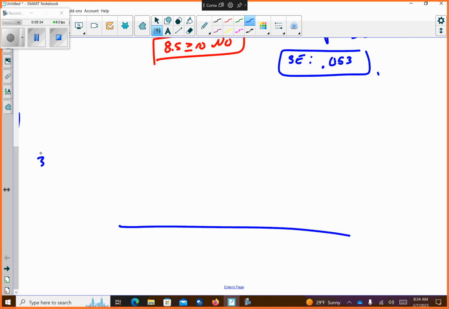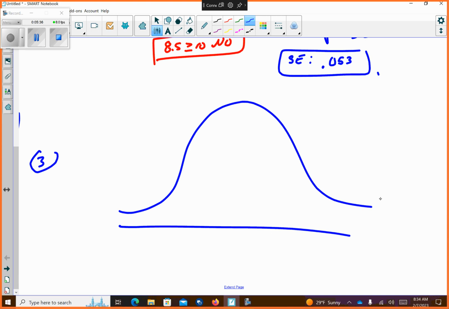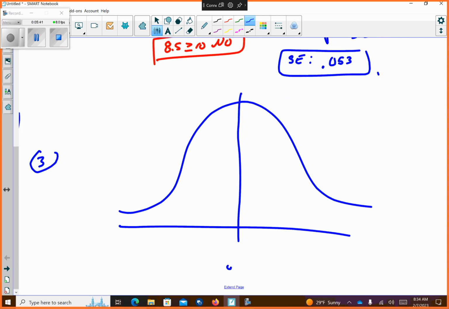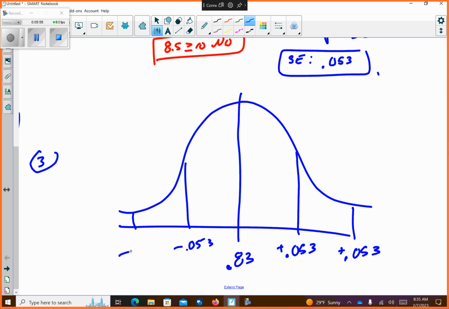For number 3, I can say 0.83 is here, and then this is plus 0.053, plus another 0.053, so plus and plus. Then minus 0.053, minus 0.053, and it keeps going. So that changes the standard error.